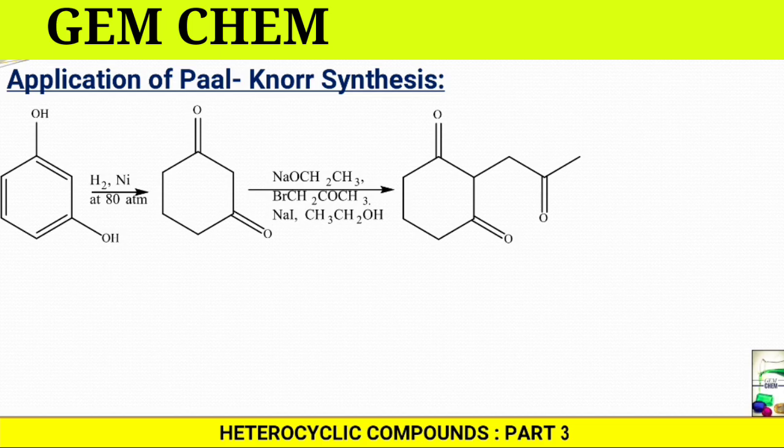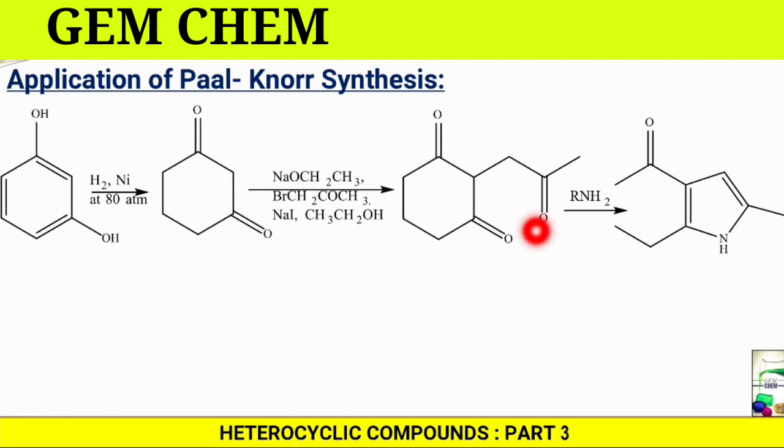BrCH2COCH3. Once we add this, CH2COCH3 gets attached to this portion. NaOCH2CH3 causes the loss of proton from here. Once it loses the proton, this gets attached with the CH2COCH3. So we have now obtained 1,4-diketone. Now if my target molecule is RNH2, which must be protected, we are now going to add RNH2 in it, and thus you can see here pyrrole ring formation and this RNH2 gets protected. So here ends the topic of Paal-Knorr synthesis.